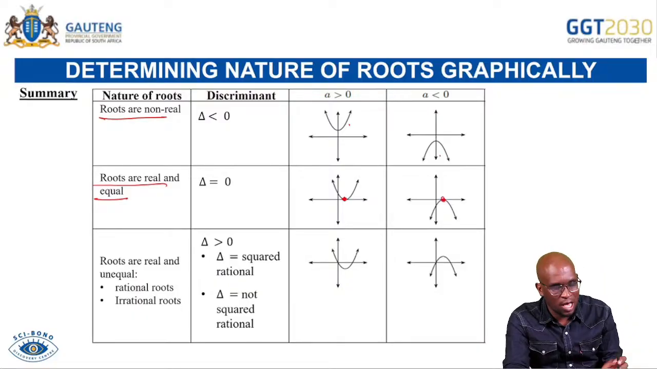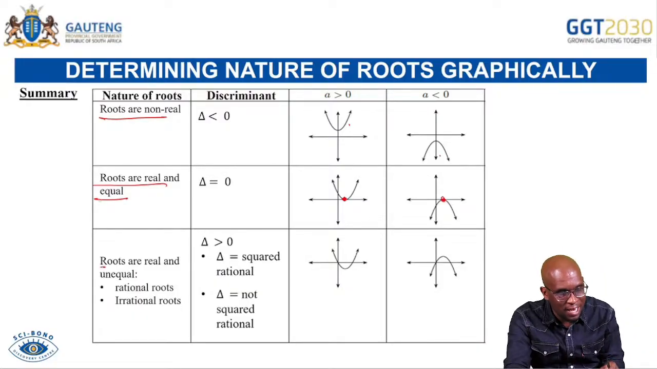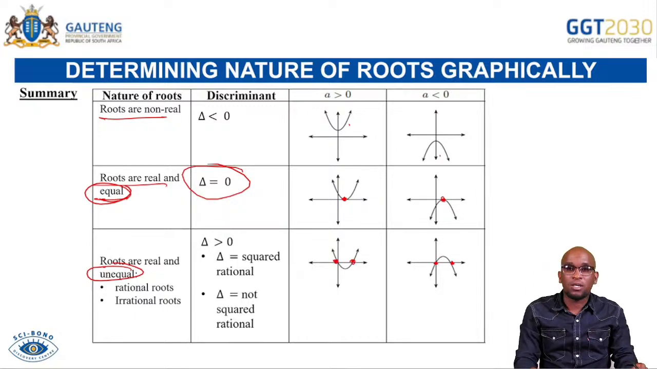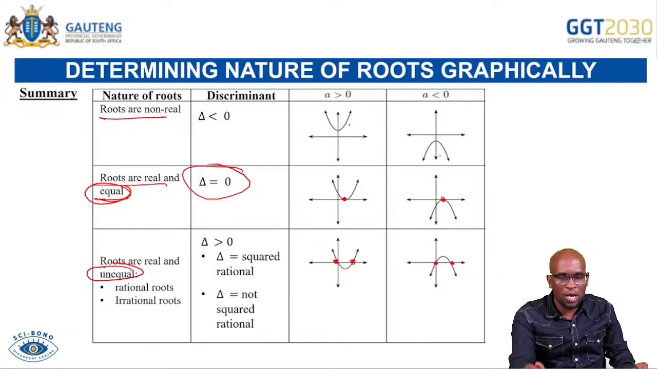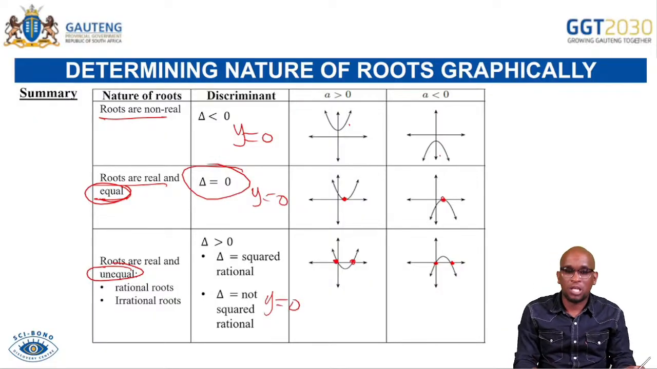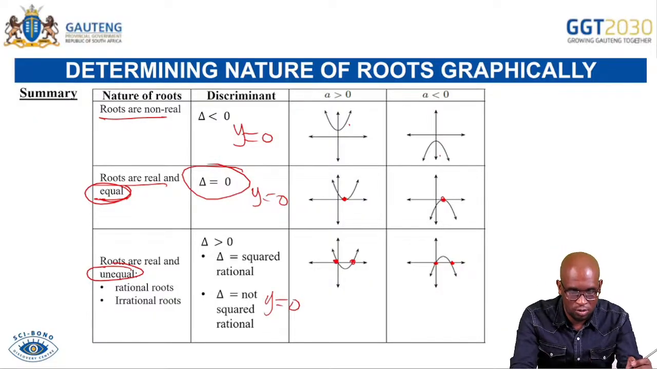That is if the roots are real. But if roots are real and equal, that is when the discriminant is 0. If the roots are real and unequal, then you get this root and this root. They are real, but they are unequal. Remember, we are analyzing all these roots for when y is equal to 0.